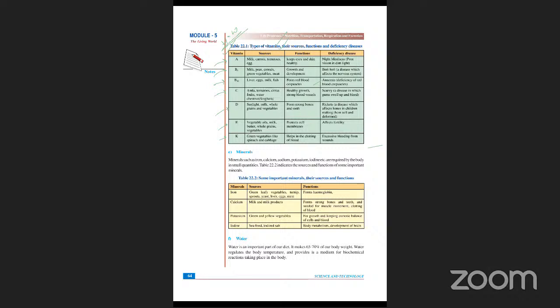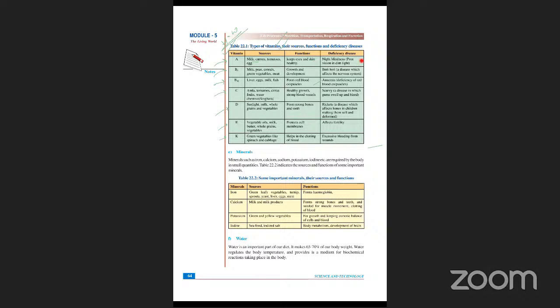Vitamin A helps us for normal vision. If your vision is poor, then it will help us to normalize that vision. So basically, this is by vitamin A. Vitamin A sources are milk, carrot, tomatoes, egg. It helps keep our eyes and skin healthy.